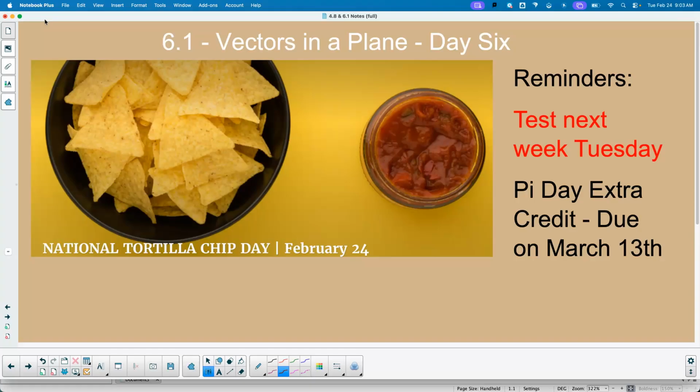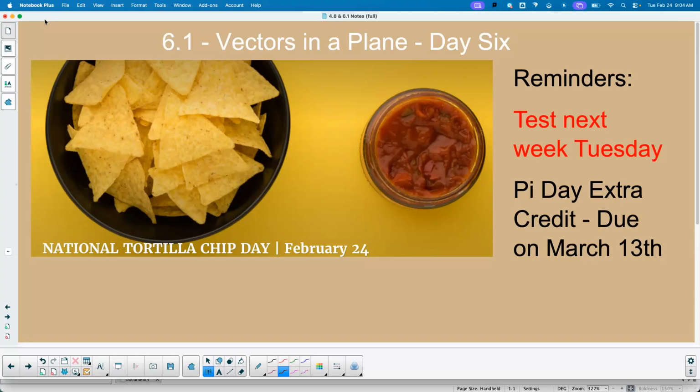Another reminder too, Pi Day extra credit. If you're bringing in a pie for some extra credit on Pi Day, which will be the 13th, that is 3 weeks away. So you've got 3 weeks to plan your pie. All right. Any questions on anything of that sort?